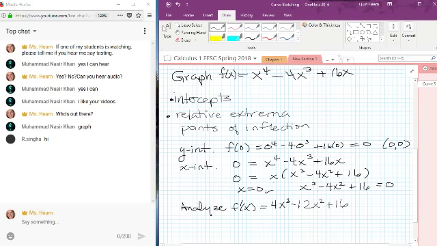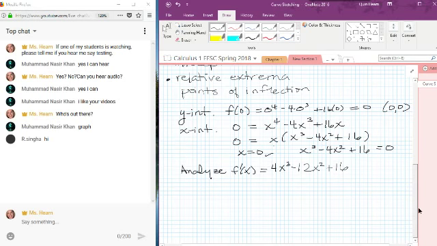Okay, it's not too bad, so we'll keep going. All right, so f prime of x is equal to 4x cubed minus 12x squared plus 16. So this is what we're trying to figure out, where this derivative is positive or negative, by starting with where it's equal to 0.